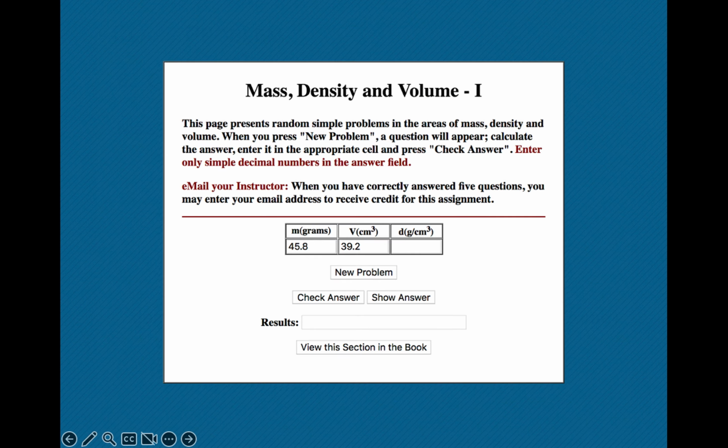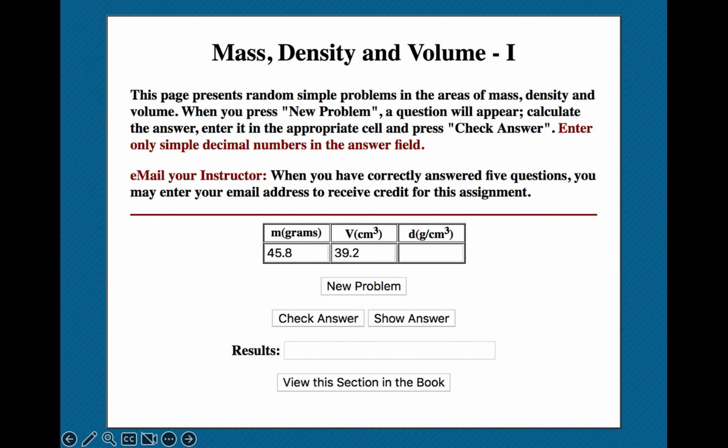Here's our density tutorial. Again, we have a mass here, we have a volume, we need the density. We remember, of course, that density is simply mass divided by volume. Turns out to be about 1.2. This is where I get these problems for the exams. So tutorials are a great way to prepare.